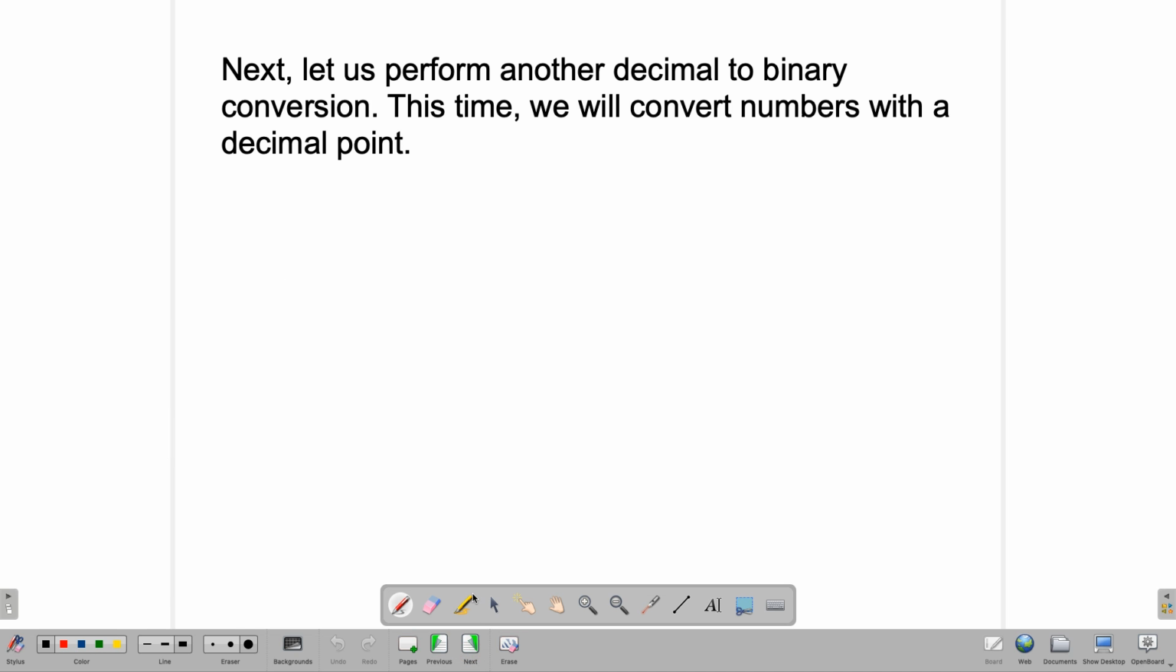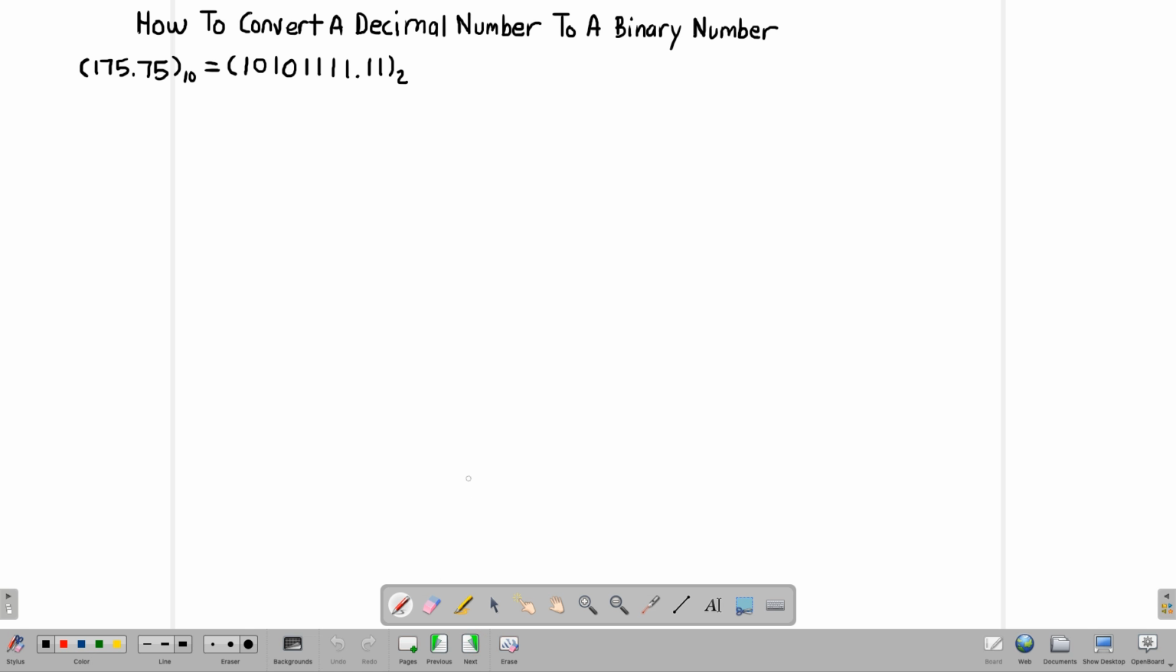Next, let us perform another decimal to binary conversion. This time we will convert numbers with a decimal point. Once again, we have a computation. We want to convert a decimal number, 175.75, and its binary representation is 10101111.11.